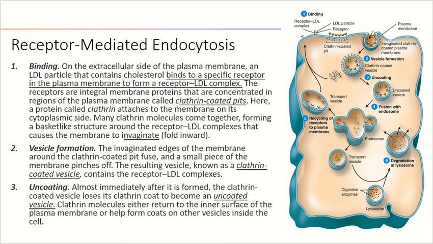This is going to pinch off from the cell membrane, and it's going to be this clathrin-coated vesicle that forms. Once this happens, almost immediately the clathrin-coated vesicle is going to lose that clathrin coat. It's going to become an uncoated vesicle, and those clathrin molecules are going to make their way back up to the plasma membrane, where they can start the whole process over again.